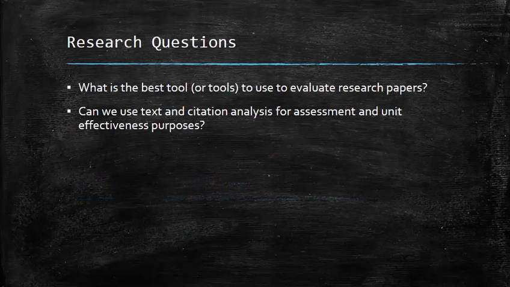This phase of my project seeks answers to two questions. What is the best tool or tools to use to evaluate research papers? And can we use text and citation analysis for assessment and unit effectiveness purposes? Fellow PLCer Heather Scalf from the UT Arlington Library is investigating the analysis of citations, particularly primary source citations. I am evaluating several text analysis software, free or trial, for ease of use and assessment potential.